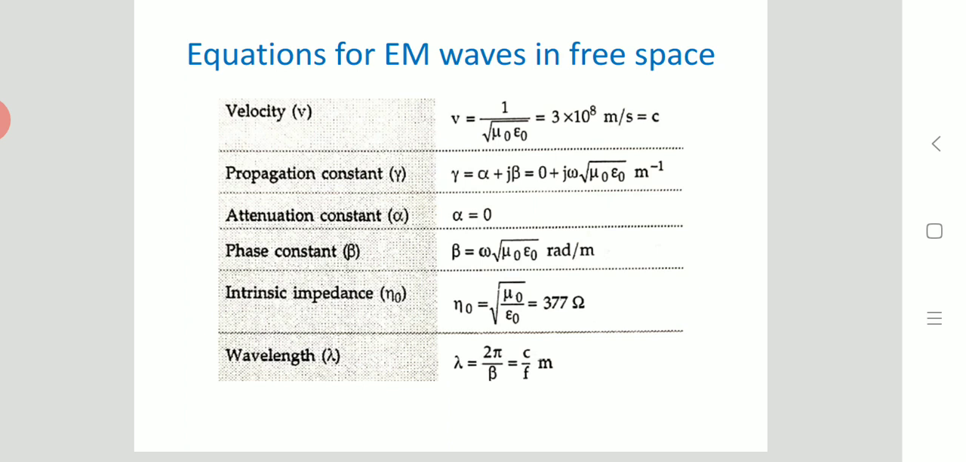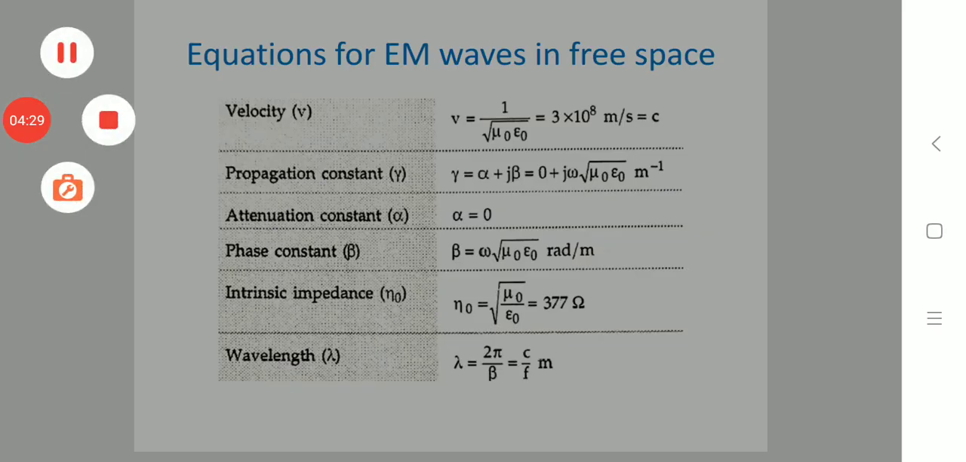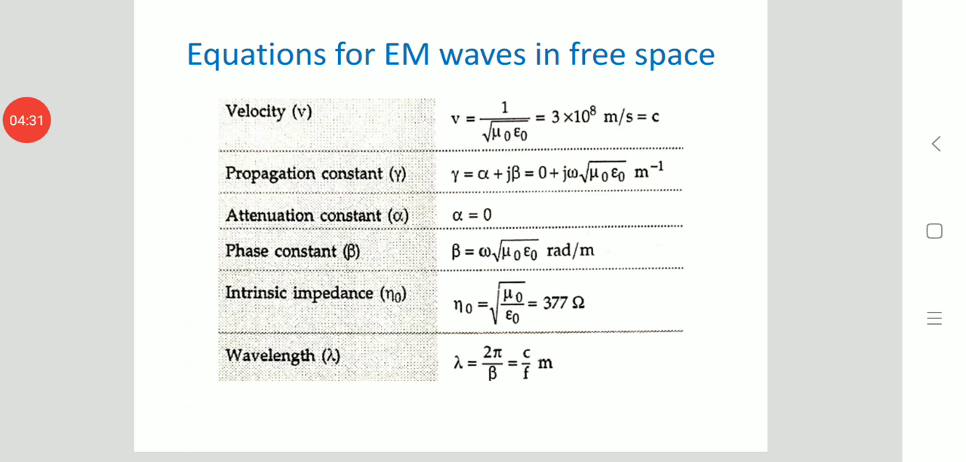Now again, beta will be equal to omega into root of mu naught epsilon naught radian per meter, and the intrinsic impedance eta naught will be equal to root of mu naught divided by epsilon naught, that is evaluated as 377 ohms. It has already been evaluated, so it will be 377 ohms. Now the wavelength will be 2 pi by beta, that is nothing but c by f, in meters.